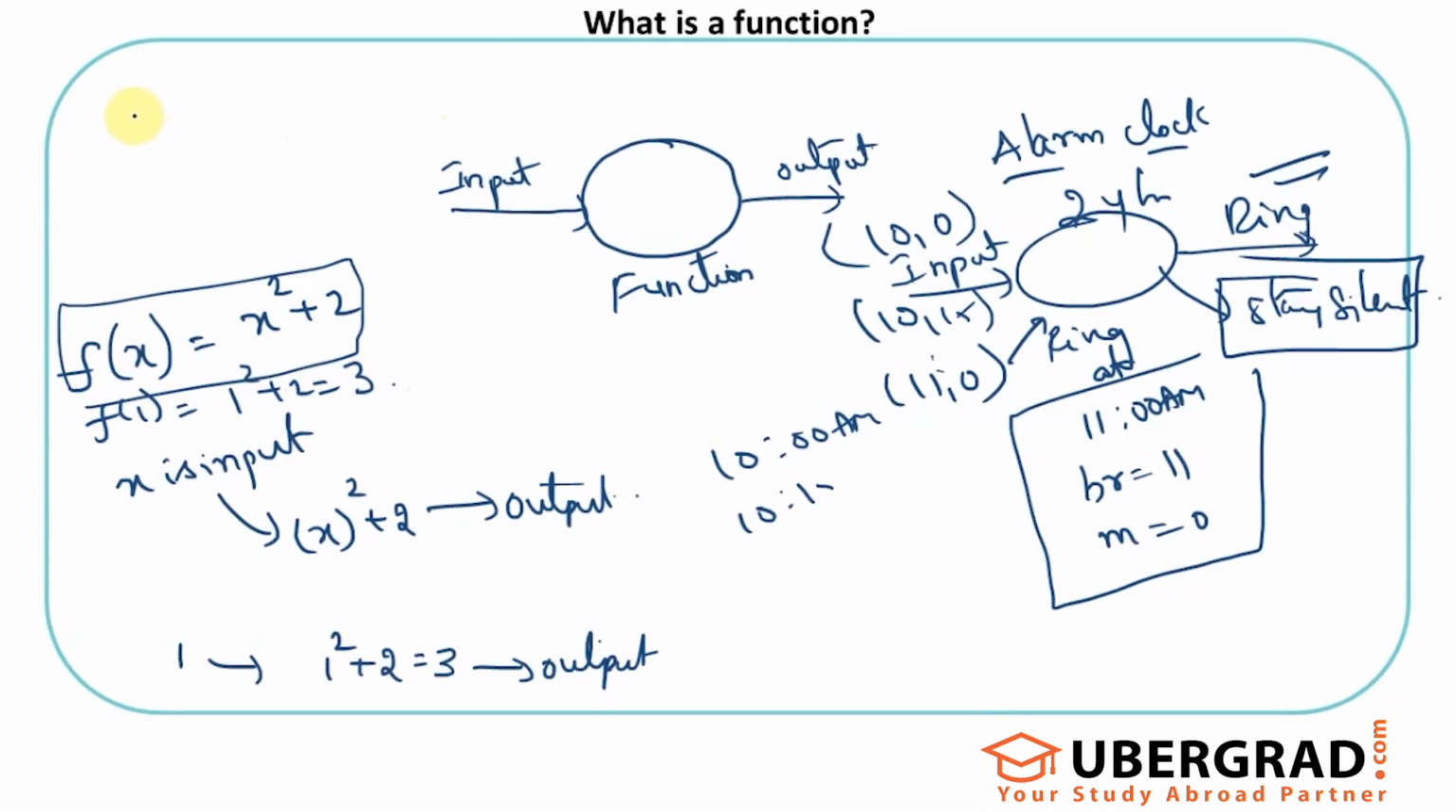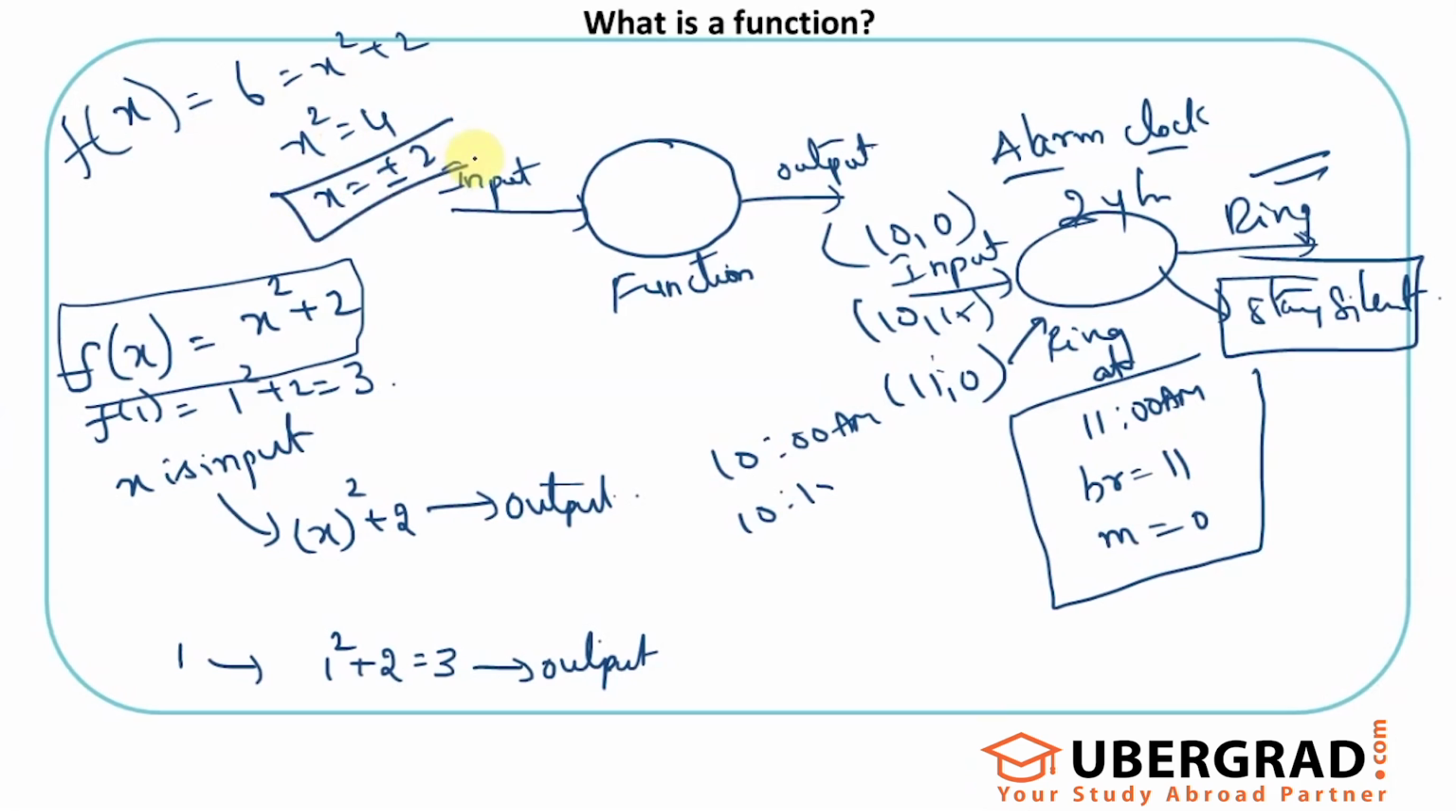If I ask for what value of x, or what input, would give me an output of, say, 6: if it is x square plus 2, then x square is 6 minus 2, which is 4, so x should be plus 2 or minus 2. Both of them should give me the same output. So a function is basically this: I take the input, do the operation, and throw the output. What I should do as operations is something defined in the function. That's something you need to look at and understand.